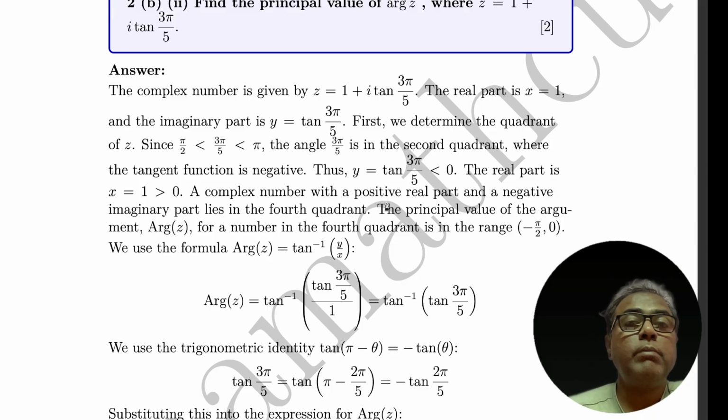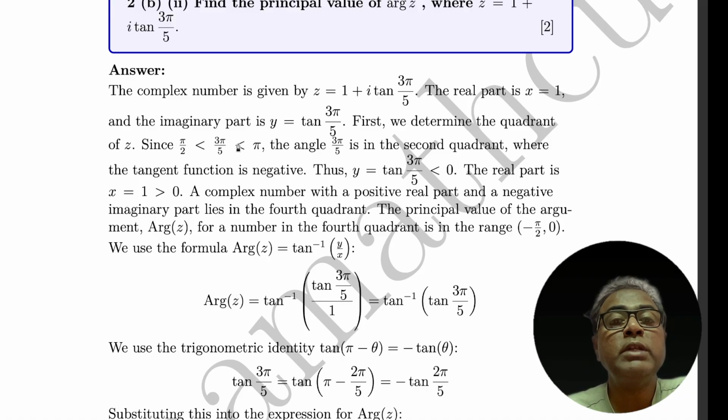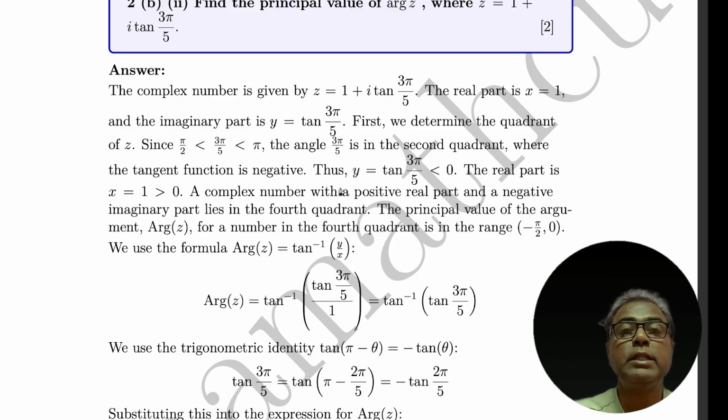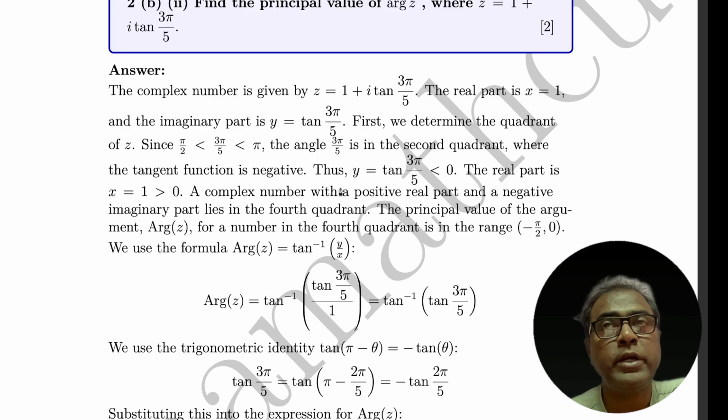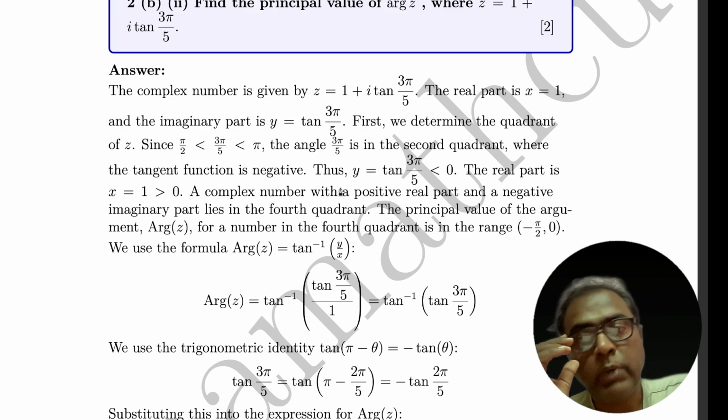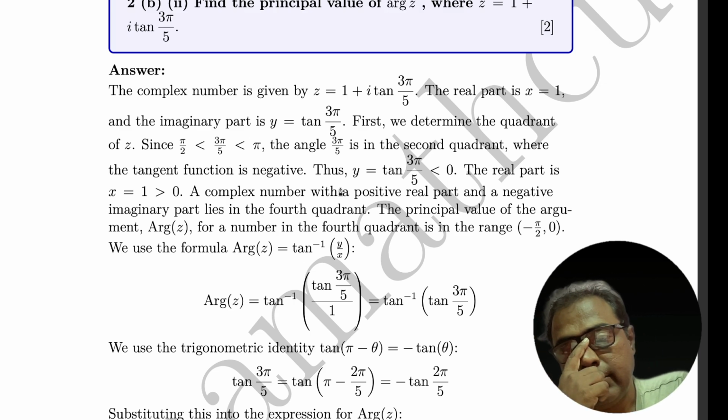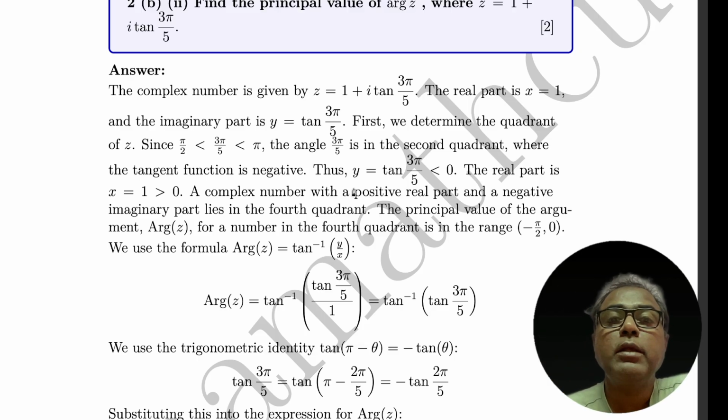First, we determine the quadrant of z. Now, 3 pi by 5 lies between pi by 2 and pi. So 3 pi by 5 lies in the second quadrant, where the tangent function is negative. Obviously, in the second quadrant it is all, sin, tan, cos: first quadrant all positive, second quadrant only sine positive, and tan is negative. So y equals tan 3 pi by 5 is less than 0.